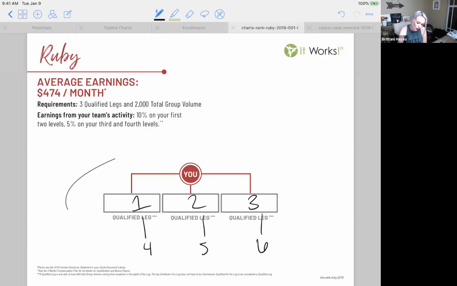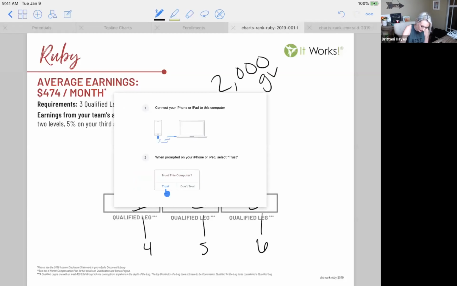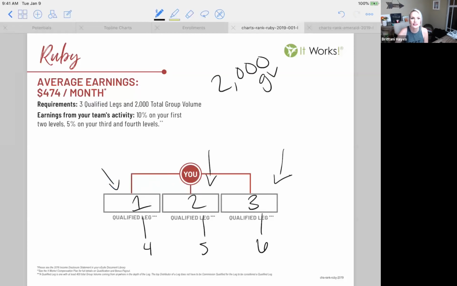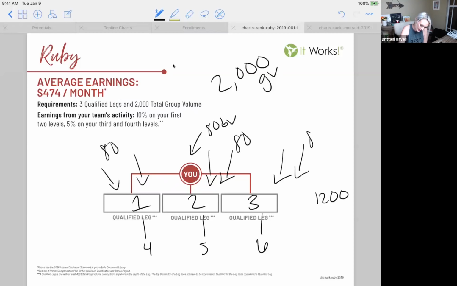With this new chart to go Ruby, it is less people, and that's amazing. But we want to make sure we're building strong and we have plenty of volume because you do need 2,000 in group volume to promote to Ruby. So if all you did was get this leg to 400, this leg to 400, and this leg to 400, you could do the math. That is, sorry guys, I don't know why that keeps popping up. That is just going to be 1,200. And then of course, you're running your 80 BB auto shipment. So that's going to be 80. And then these people are all going to run, excuse me guys, they're 80 as well. So we have 80, 80, 80.